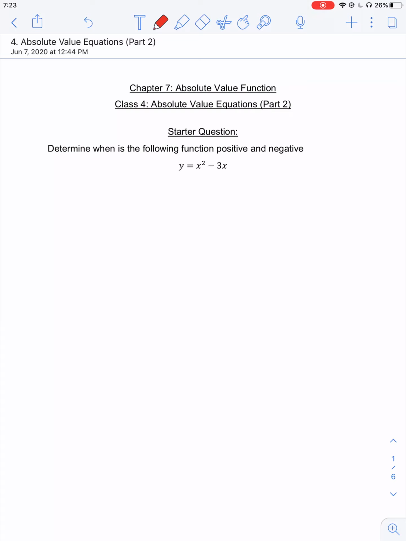This class, we're gonna work with absolute value equations, which we've already done, but this is part two, which means that now we're gonna be working with slightly more complicated algebraic equations. Okay, so instead of linear functions, you'll see some quadratics in here. And that's basically the key difference, and it will make things slightly more challenging. Okay, so hopefully this is not going to be too long.